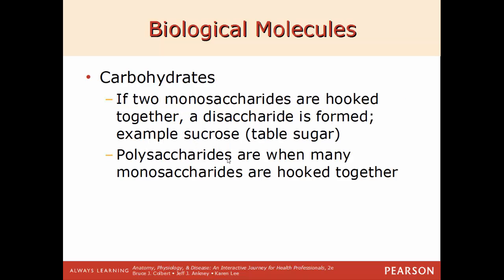If you have two monosaccharides put together, that's called a disaccharide. Di means two. You actually have two units of sugar bound together. A good example of that is table sugar, which is sucrose. And then when you have many monosaccharides bonded together, that's called a polysaccharide. Poly meaning many. So many sugar units hooked together.